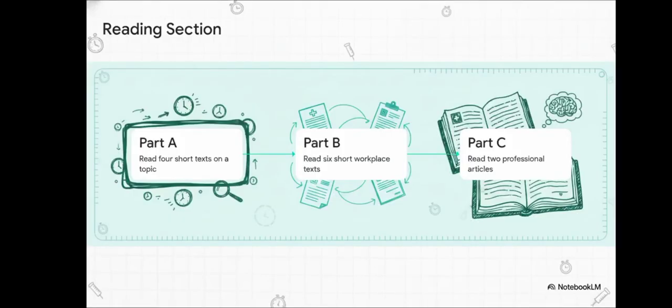Okay, on to the 60-minute reading section. Just like listening, boom, 42 questions. You progress from rapid information retrieval in Part A through quick workplace text in Part B, all the way to deep comprehension of big 800-word articles in Part C. With only 60 minutes on the clock, you've got to be highly strategic.